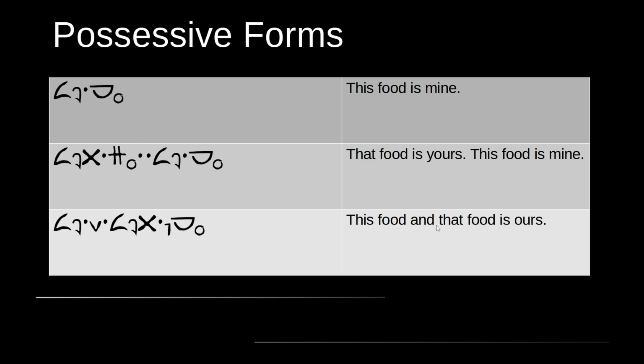Alright, this food and that food is ours. Okay, with this one we're going to use a conjunction. So this symbol means we're combining two things. It's the symbol that makes the sound oi. It means and, or plus, or combine, or add. So to, this food, oi, toch, that food, awe. Awe is a plural of we, or mine, so it means ours. So, to, oi, toch, awe. This food and that food is ours.